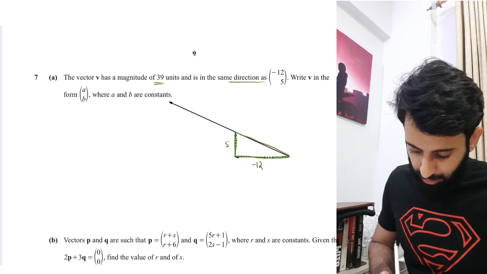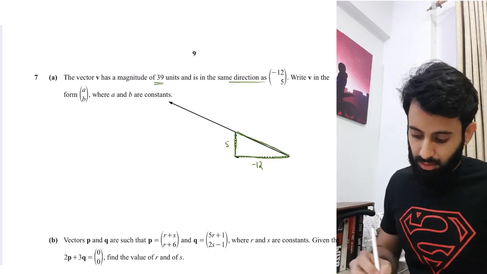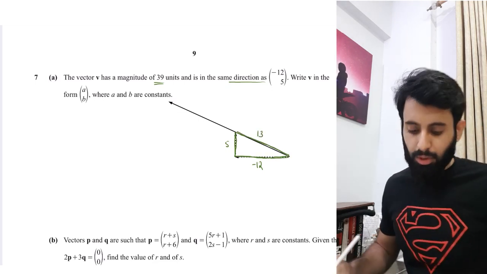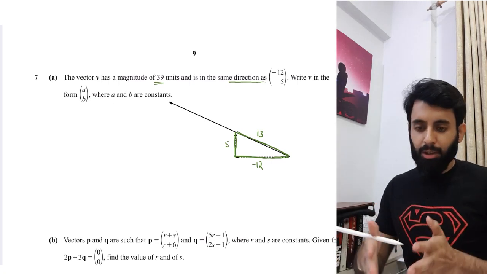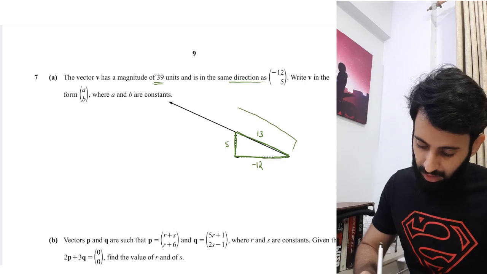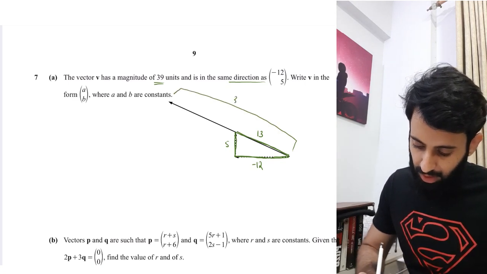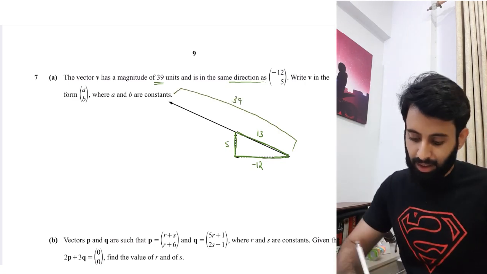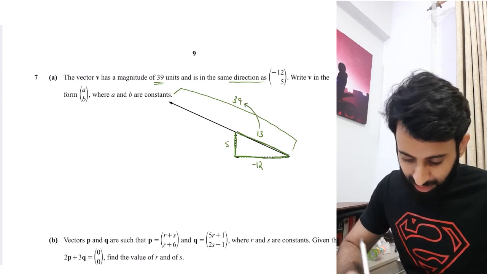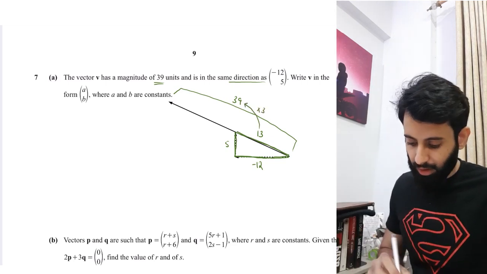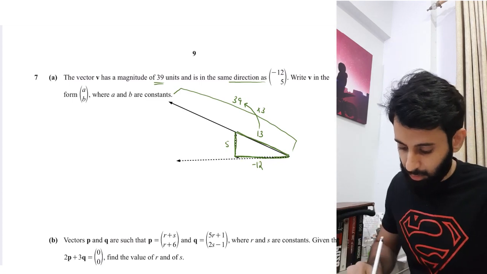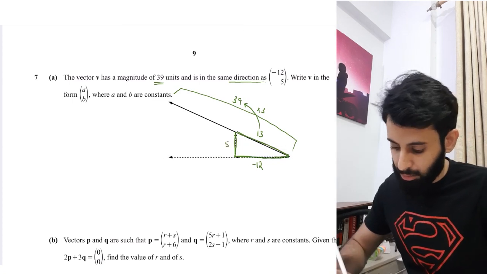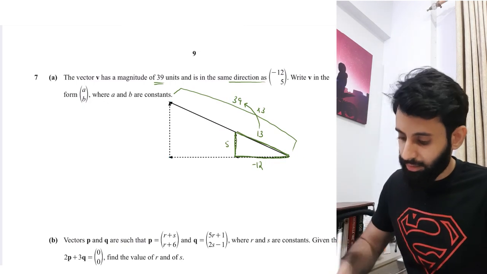Now, if you recall similar triangles, if I just look at this part of the triangle, we have one length 5 and the other is 12. So the hypotenuse is going to be 13. So that means just this part of the vector has magnitude 13. Now, if we take the entire vector v into consideration, that has magnitude 39, which means that 39 is 3 times 13. And that basically tells us that if we were to break down vector v into its components, we'll have to do minus 12 times 3 and 5 times 3.